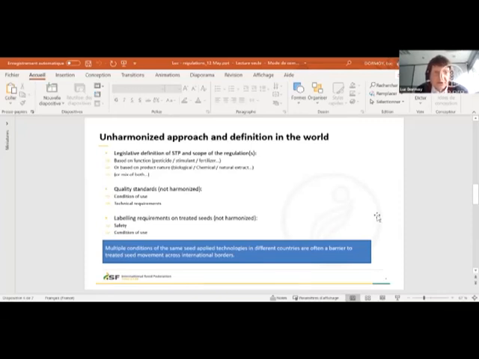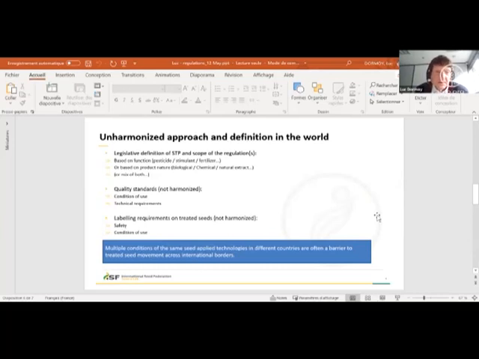Mainly two points on the labeling, the safety labeling which could be applied on the treated seeds and the condition of use of the treated seeds. ISF has developed a position paper supporting a standardized approach to labeling, because it's a key point too.